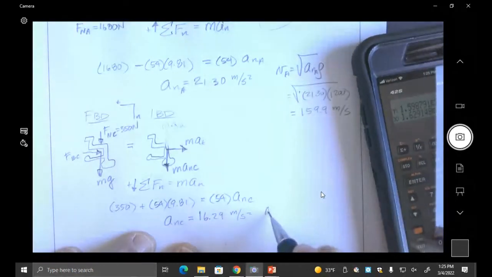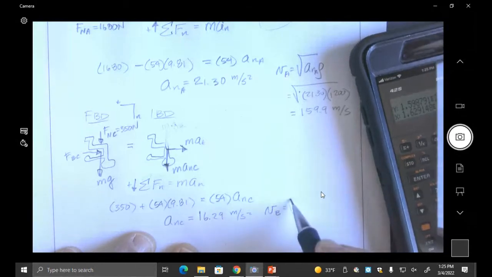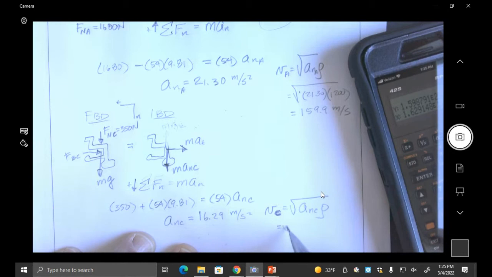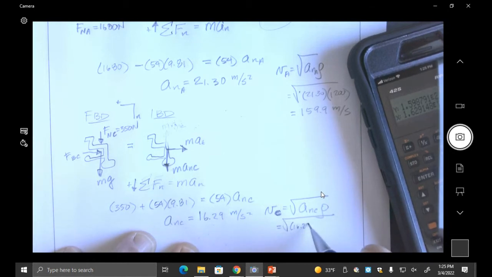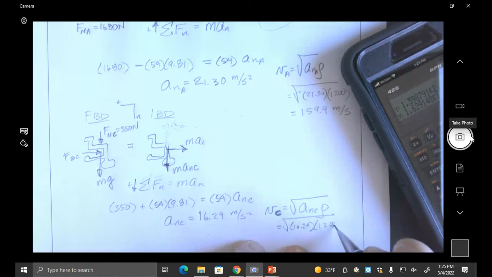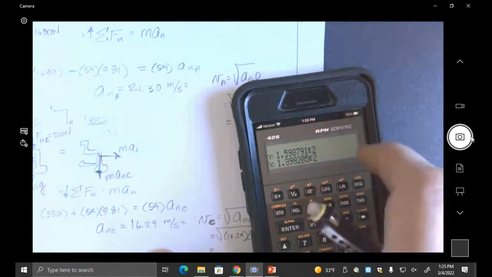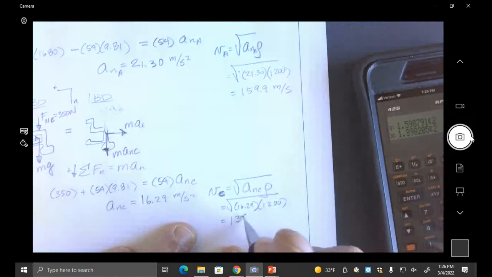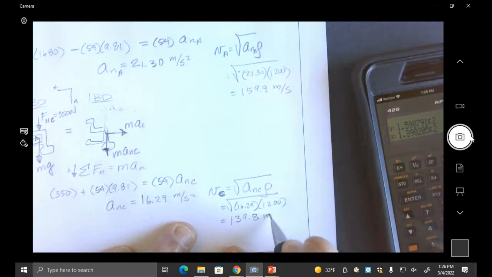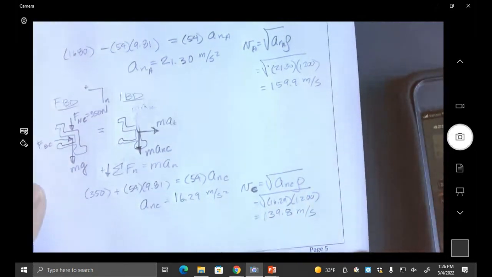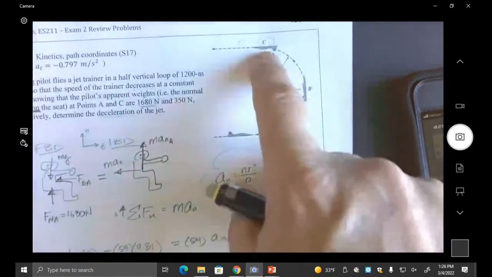But let's see. So we'll say that the velocity of B is now going to be the square root of A, not B, C, and then rho or R if you want to. And so we had 16.29 and 1200. So let's see, 1200 times that. Take the square root, boom. I get 139.8 meters per second.